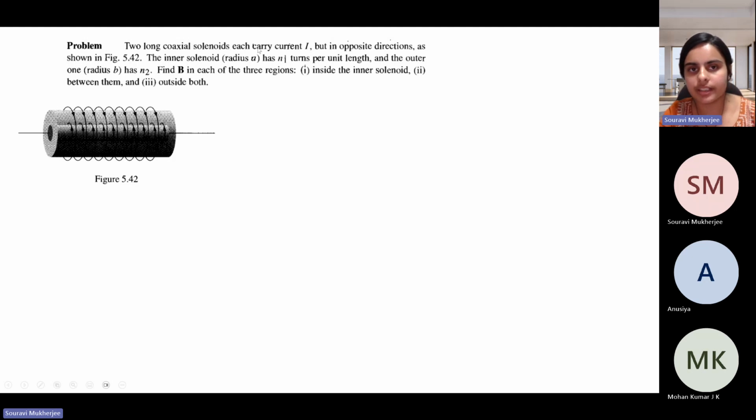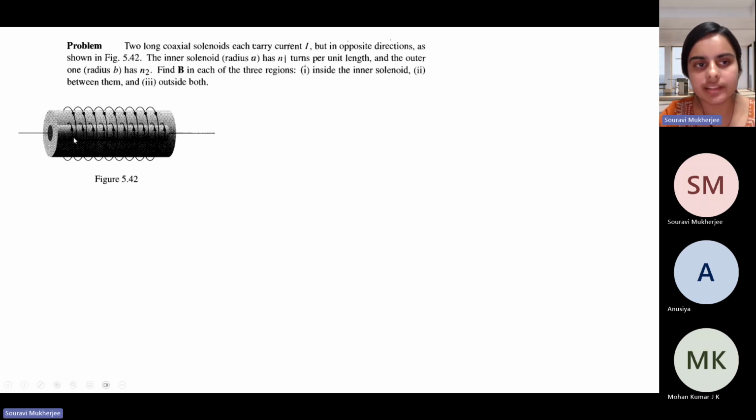Okay. So now that we have talked about a single solenoid, what happens when you have two long coaxial solenoids, each carrying some current I, but in opposite directions, right? As shown here. So what would be the field inside the inner solenoid, in between the two, and outside? Can you tell me how it should be?